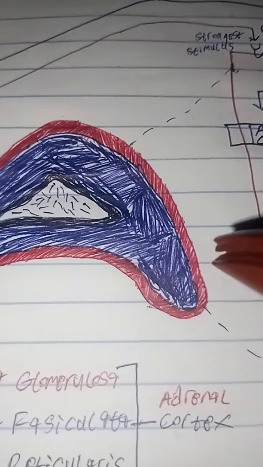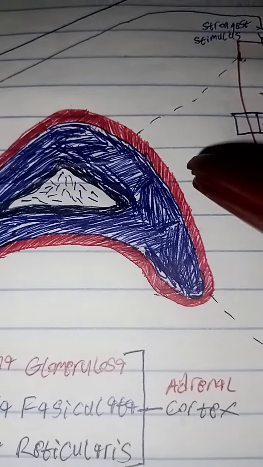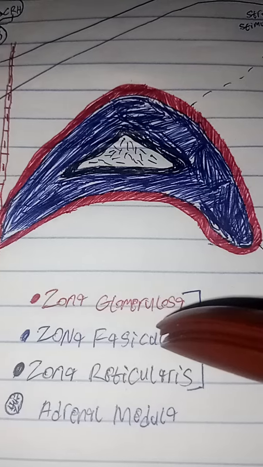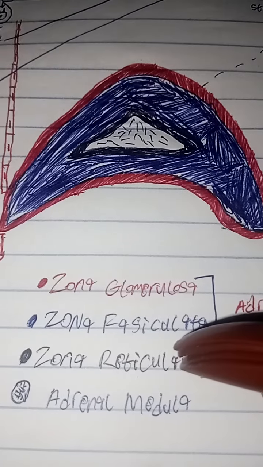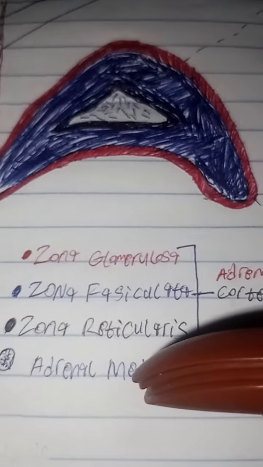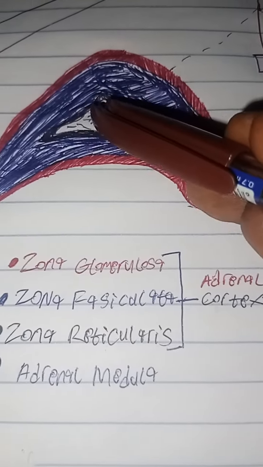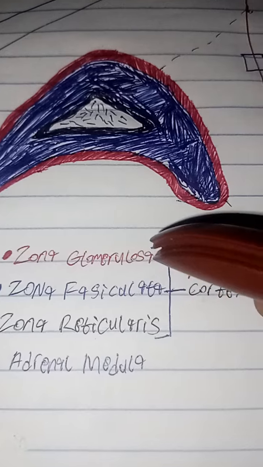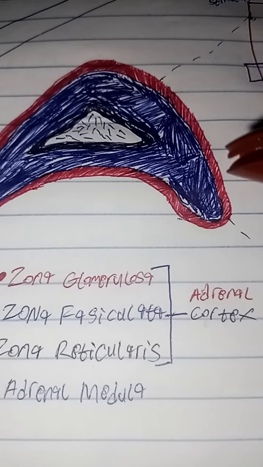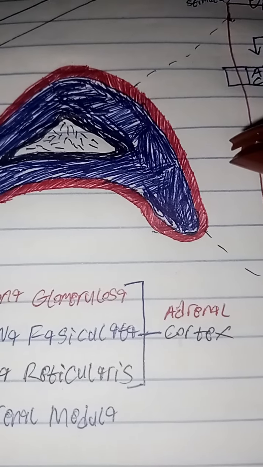Now, this gland has four parts. We have the zona glomerulosa, red, the zona fasciculata, blue, the zona reticularis, the black part, and then your adrenal medulla, which is this part here. Now, these three parts make up the adrenal cortex. In today's video, we'll be looking at the zona glomerulosa, which produces aldosterone.